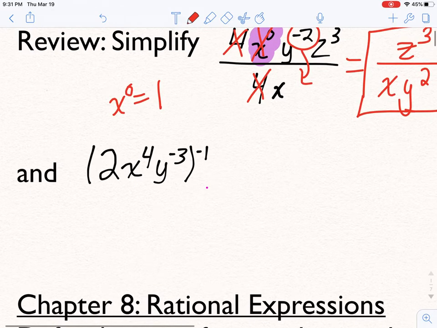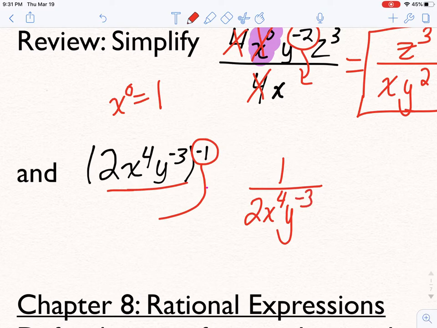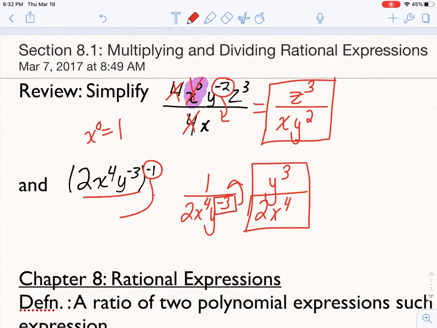Next up, 2x to the fourth, y to the negative third, and negative 1. My first thing I would do is just simply take care of this negative 1. Remember, that just tells you to move down to the bottom. So I've got 1 over 2x to the fourth, y to the negative third. The last thing we need to do is get rid of this negative exponent right here. Again, if I'm in the bottom, it means move to the top. So I have my y to the third up top now, and my 2x to the fourth all stays down below. And there's my final answer.